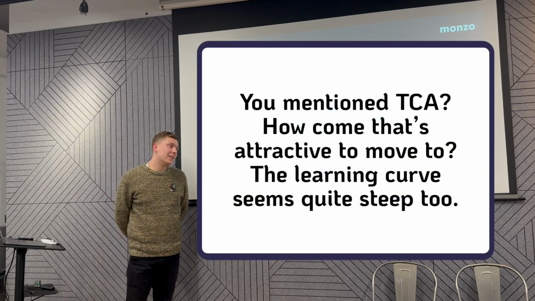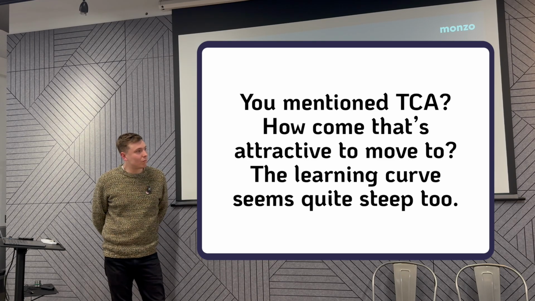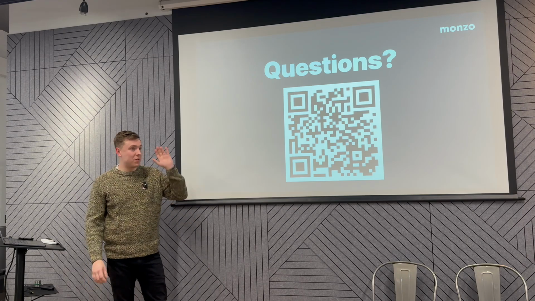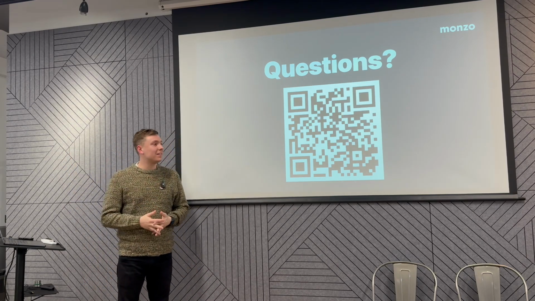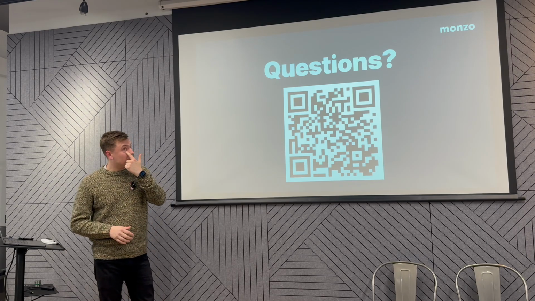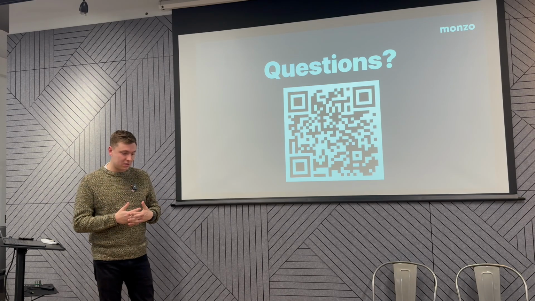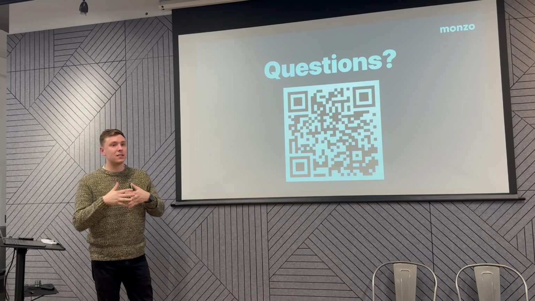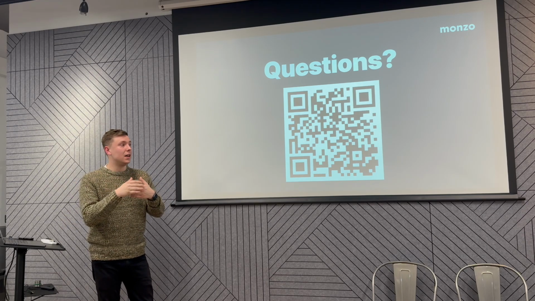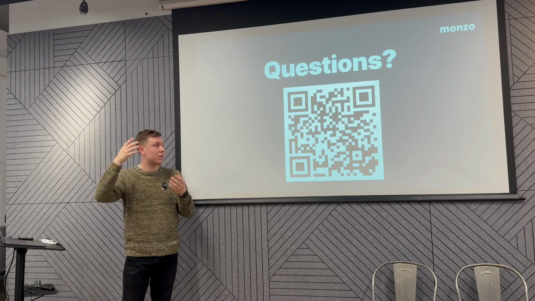You mentioned the composable architecture. How come that's attractive to move to? What are the learning curves? They seem quite steep. Yes, good question. That deserves its own talk, I think. But to briefly go over that: state management. The way that we currently manage state in the app is we have a view model and a view controller, and they're connected via a closure that provides updates and says, the model's updated, you now need to go and do something and request a property off it.